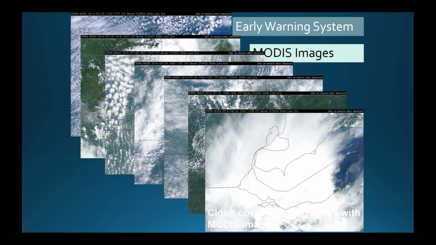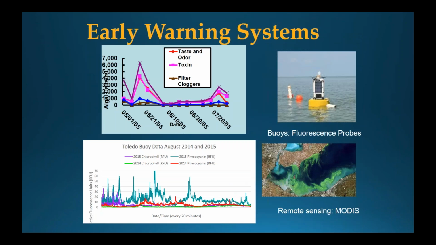And then you notice I have clouds cause a problem, and you can't read it because the clouds are there. Other early warning systems that we consider good practice would be a buoy system with a fluorescent probe. Shortly after the Toledo crisis, Toledo put in two buoys that they monitor, plus they can use the other buoys that are there by NOAA.